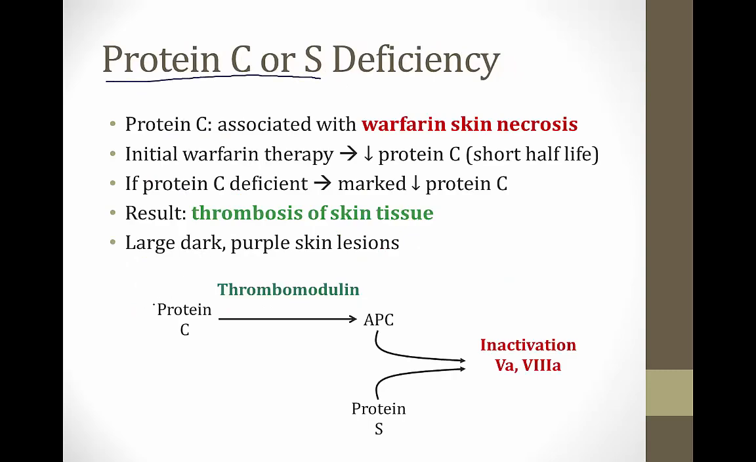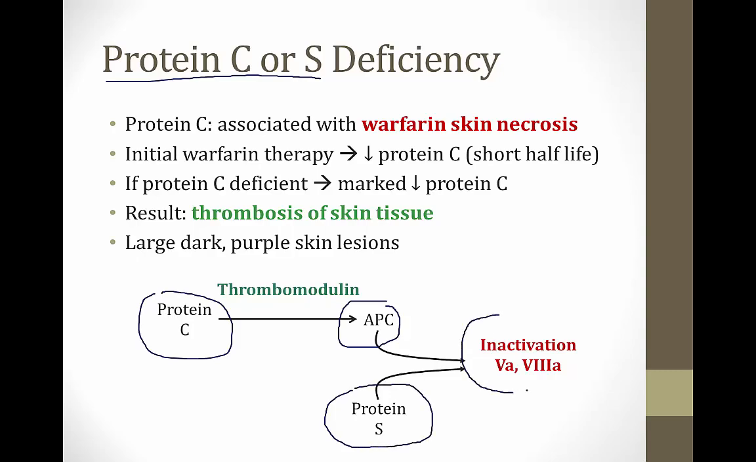As I mentioned a few slides ago, protein C is activated to become activated protein C. It combines with protein S as a cofactor, and together they inactivate factors Va and VIIIa. So if you are deficient in either protein C or protein S, you will be unable to normally inactivate these two clotting factors, and that leads to a hypercoagulable state. One of the most important things to know about a protein C deficiency is that it's associated with warfarin skin necrosis.